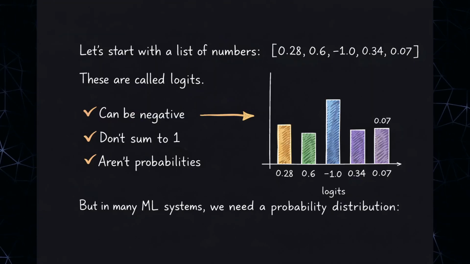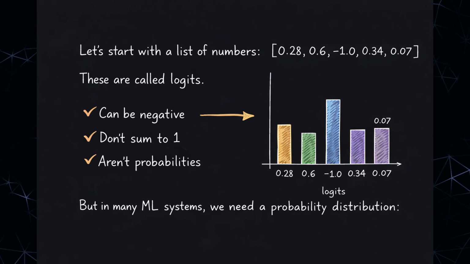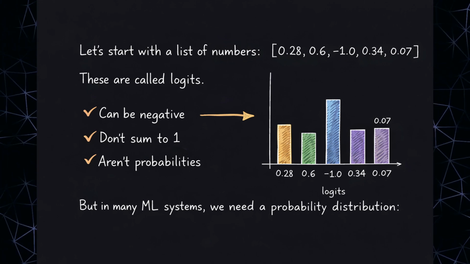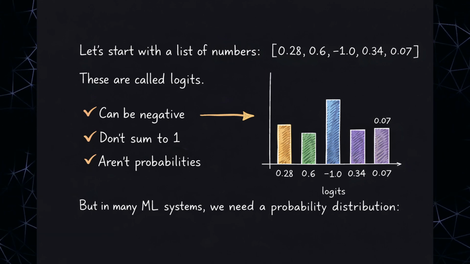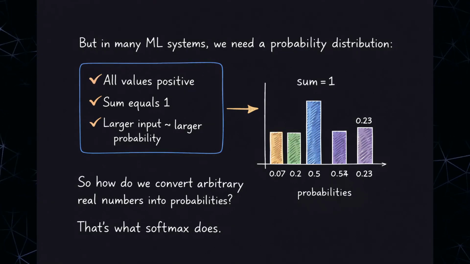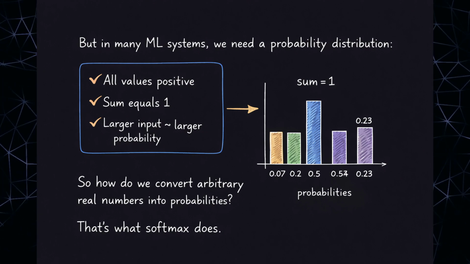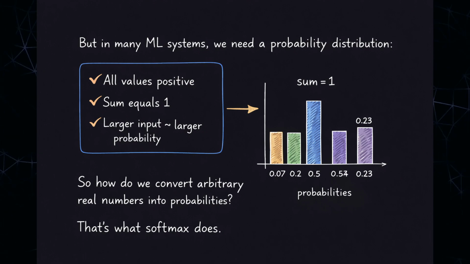Let's start with a list of numbers. These are called logits. These can be negative, don't sum up to 1, and these aren't probabilities. But in many ML systems, we need a probability distribution. All values should be positive, the sum should be equal to 1, and the larger the input, the larger the probability should be. So how do we convert these real numbers into probabilities?